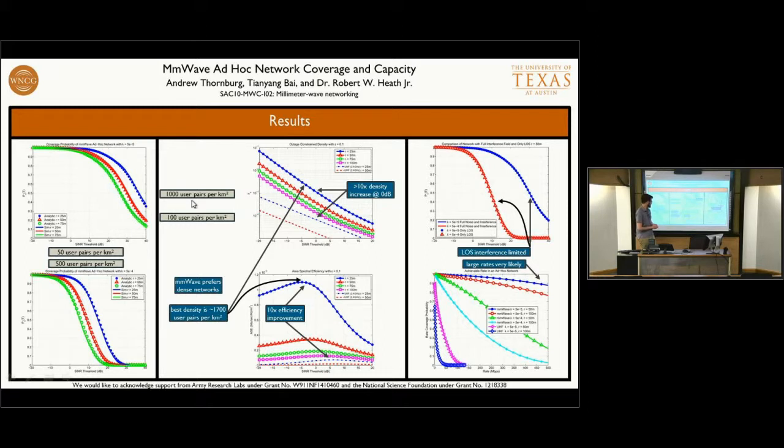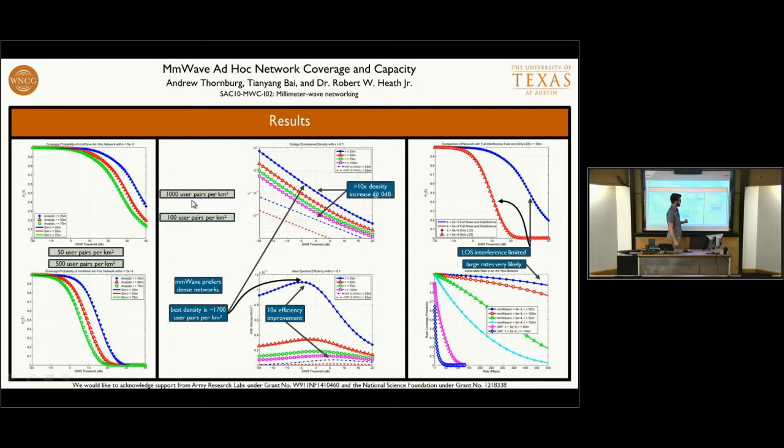And what is interesting is that if you plot the area spectral efficiency, you see these peaks here with the millimeter wave networks, which implies that there is some optimal SINR threshold for efficiency, and that the best density occurs here, which is actually an extremely dense network. It's 1,700 user pairs per kilometer squared, which is orders of magnitude higher than the UHF network. We have about a 10x efficiency improvement and a 10x density improvement.